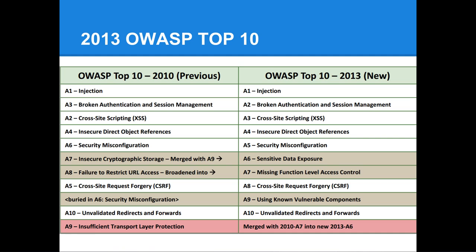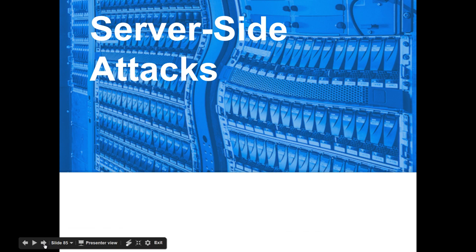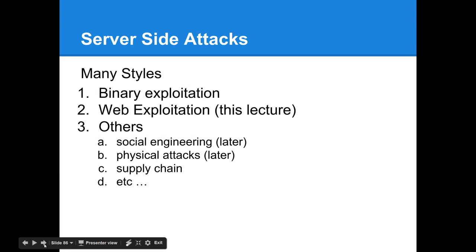Next is using known vulnerable components such as plugins for, say, a WordPress CMS or other plugins for known CMSs, as well as unvalidated redirects and forwards, or allowing them. So we'll go down this list, and again, we're focusing on the server-side attacks. We've already covered cross-site scripting, and in turn, cross-site request forgery.